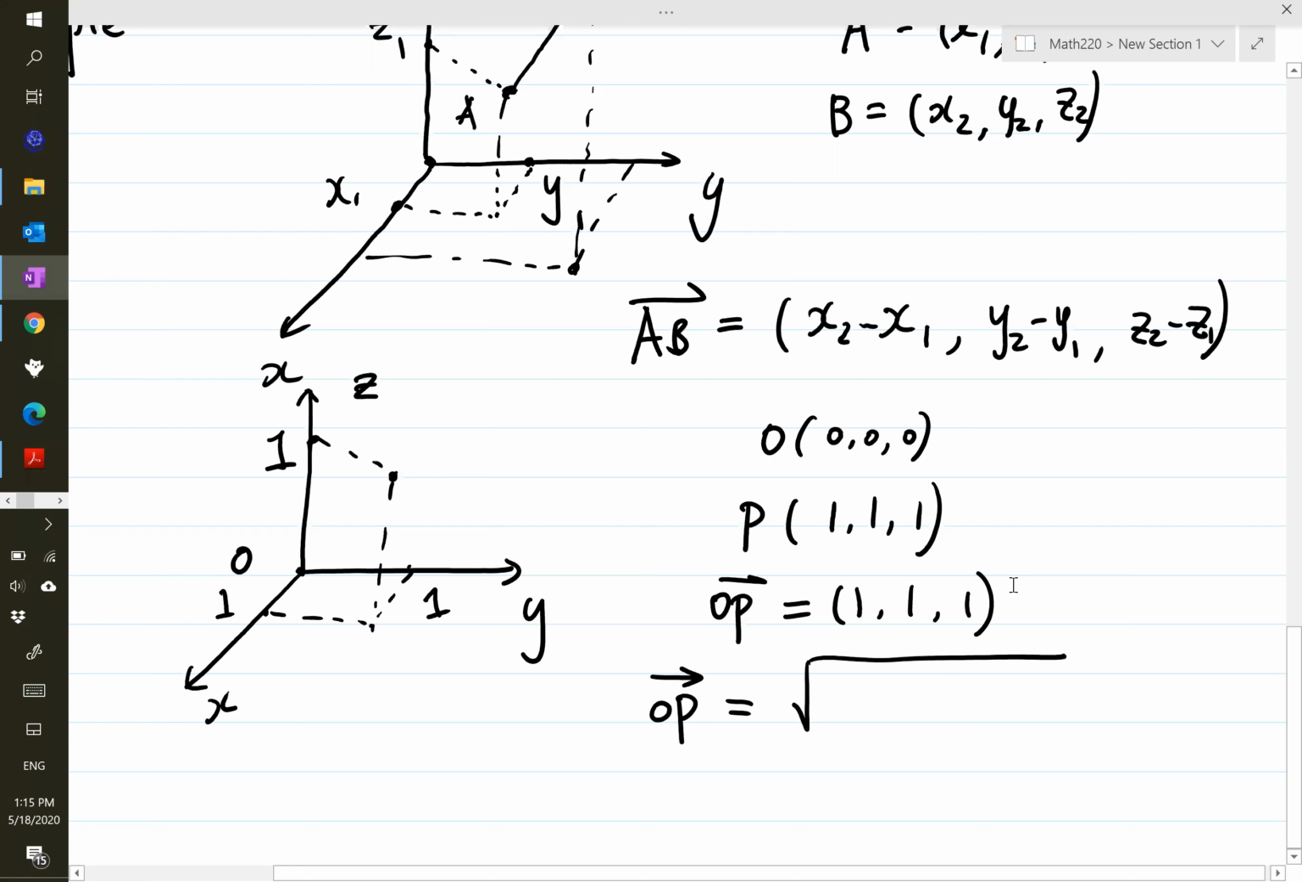Yeah, I have a question. In the third graph you drew, where is the P point? P is this one. Okay. Then we have OP.